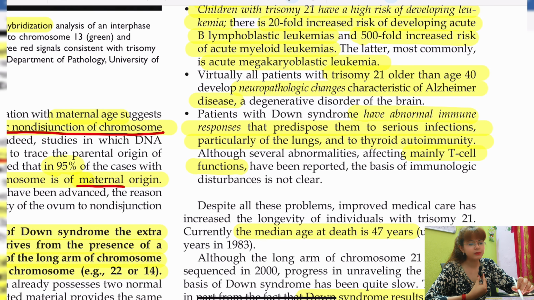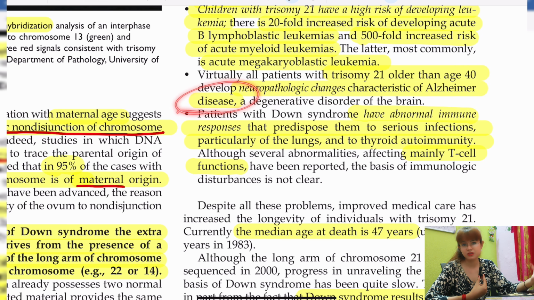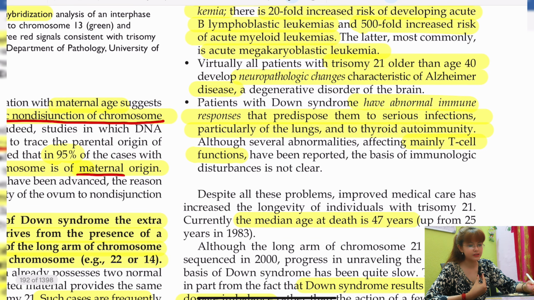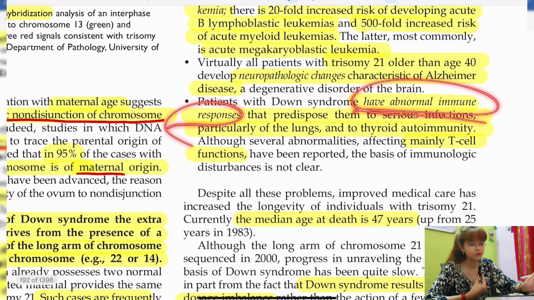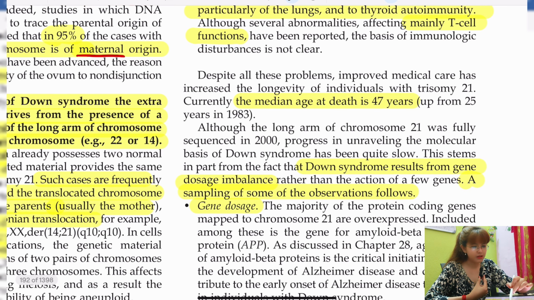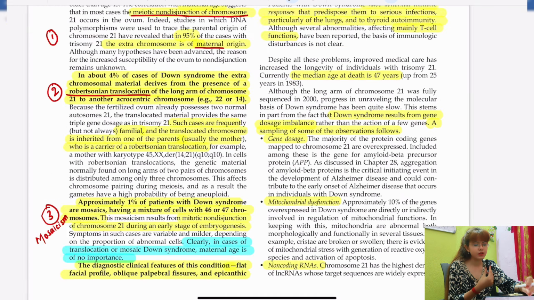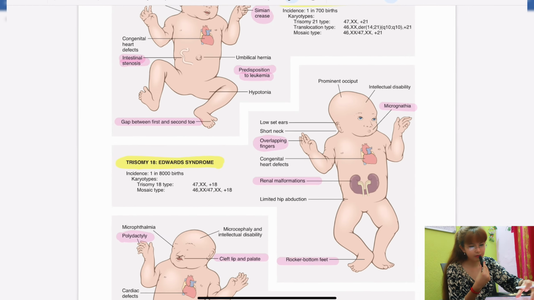And obviously, if these patients are more than 40 years of age, they will develop neuropathologic changes characteristic of Alzheimer's disease. These patients do develop Alzheimer's disease later on, and they also have abnormal immune responses, especially the T cells are affected. The median age of death is 47 years. So you can see that these are mentioned.